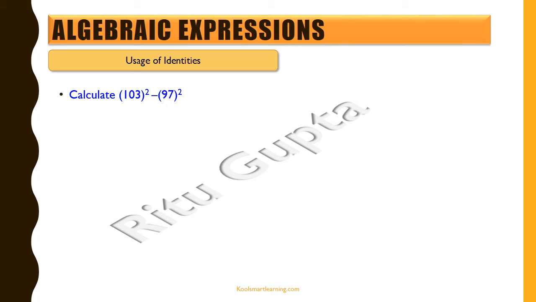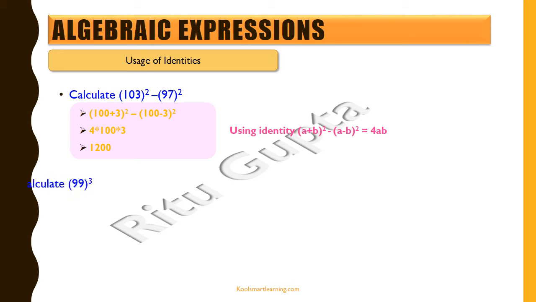Now looking at the numbers themselves, one thing we can definitely make out is both the numbers are of the type a plus b and a minus b, where a would be 100 and b would be 3. One is 100 plus 3, the other is 100 minus 3. So let's see if we could use some identity from that. Now we can clearly make it (100 plus 3) square minus (100 minus 3) square. So we know that the identity says (a plus b) whole square minus (a minus b) whole square is equal to 4ab. So that makes it equal to 4 into 100 into 3, and that's 1200. That's so simple to calculate.